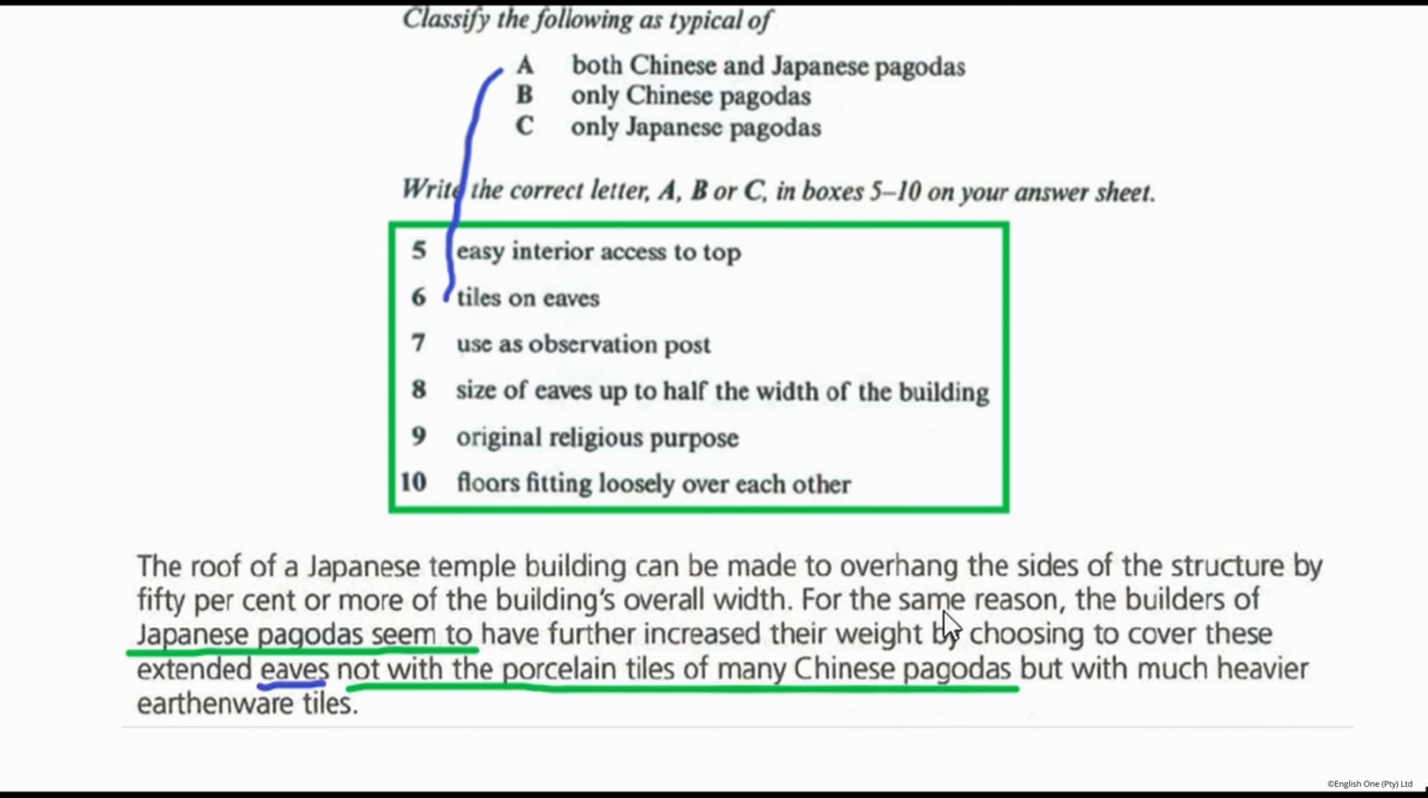For the same reason, the builders of Japanese pagodas seem to have further increased their weight by choosing to cover up these extended eaves, not with the porcelain tiles of many Chinese pagodas, but with much heavier earthenware tiles. This sentence tells me that both Japanese and Chinese pagodas have eaves on their tiles, but they are different. Here we have both Chinese and Japanese pagodas have tiles on eaves. So the answer is A.